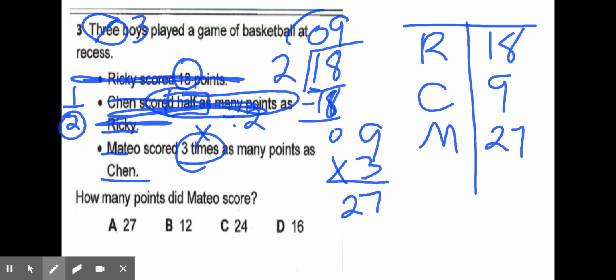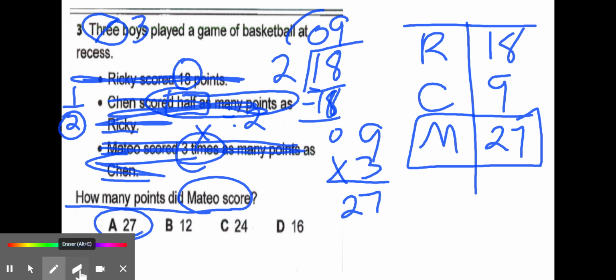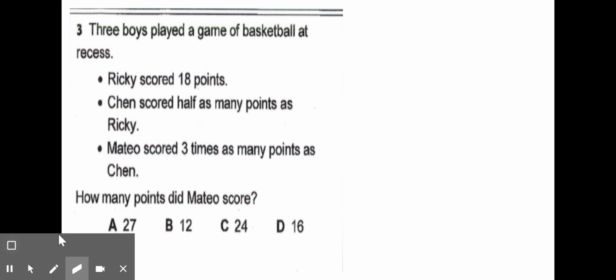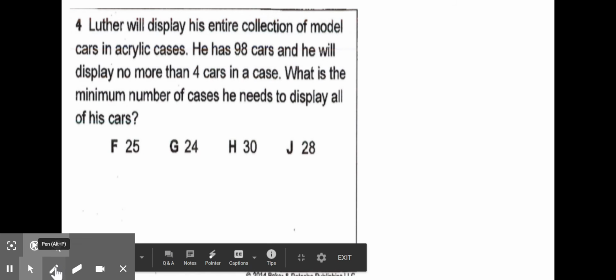Now be careful, because remember when they give us these T-chart problems, sometimes they may ask you to add up all the boys or subtract them, or sometimes they may just ask you for a particular boy. But it's always important to use that T-chart because it keeps our numbers straight and with the correct person. Now the question says, how many points did Mateo score? So this time they just wanted one of the boys, 27. But it's always good to use that T-chart just in case they do ask you for a total amount of all the boys.